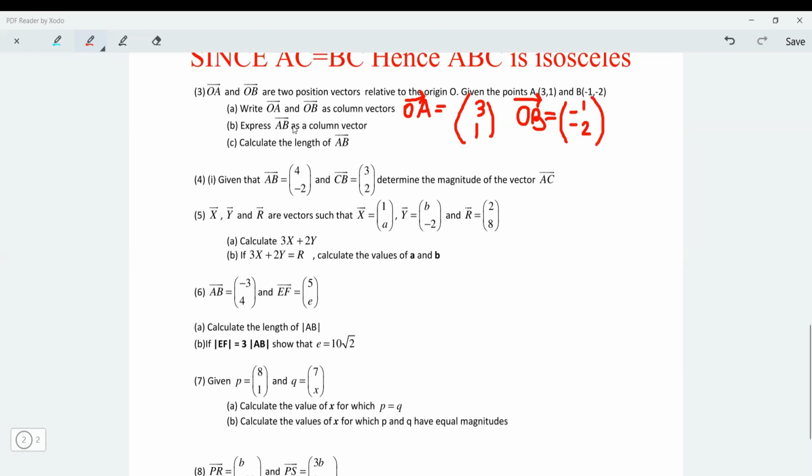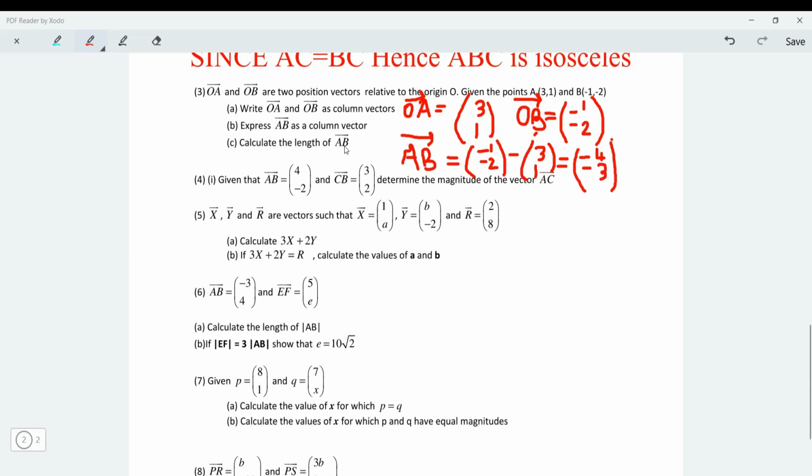Now this one wants us to find vector AB. Now vector AB, remember, is the vector of the last minus the vector of the first. So it's going to be OB, which is minus 1, minus 2, minus OA, which is 3, 1. So when you subtract them, you have minus 1 minus 3, that's minus 4. Then you have minus 2 minus 1, which is minus 3. That's vector AB.